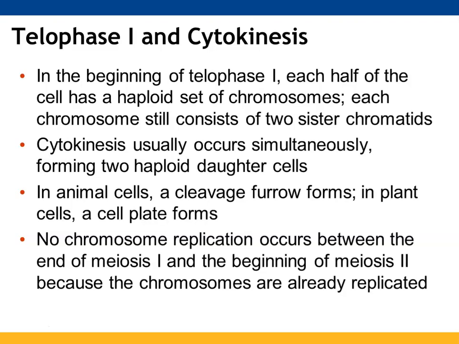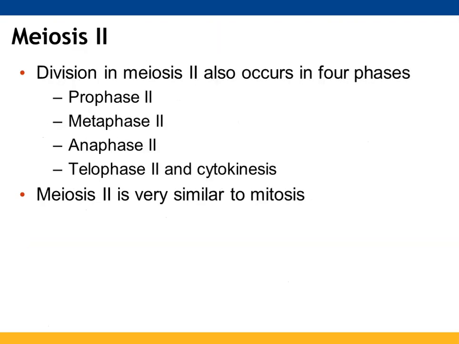So cytokinesis is going to divide the cells into haploid daughter cells. You'll have the cleavage furrow form. There's no need for chromosome replication to occur because you've already got your duplicated chromosomes present.